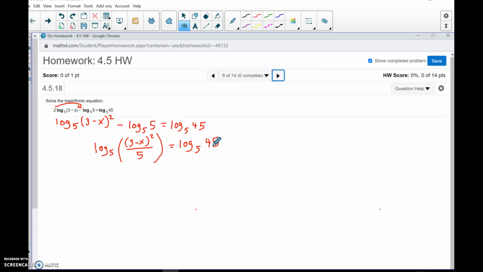Okay, excellent. And one of the rules we have for logarithms is if we have two logs that are equal to each other and they have the same base, we can set these values here, this one and this one, equal to each other. So I'm going to have (3 minus x) squared over 5 is equal to 45. Okay, so we got rid of the logarithms. Now we're looking at a quadratic equation that we need to solve. So I can multiply both sides by 5.